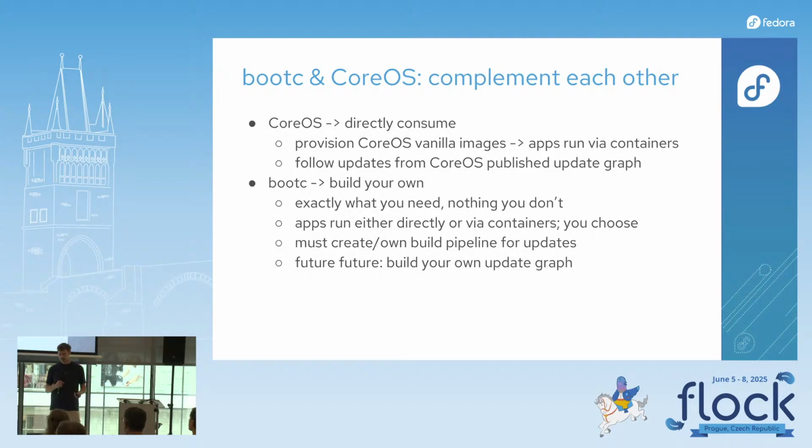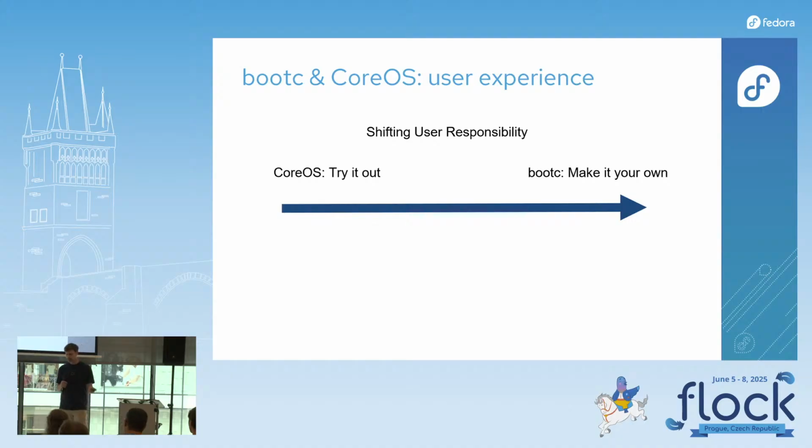But you also must create your own build pipeline for updates, right? You own it now. In the future, maybe you can build your own update graph if we make the tooling work for that. But essentially, this is shifting user responsibility, right? So CoreOS, you can try it out. If you're happy, you can keep using that. But if you really need something more or different, you can make your own. But you take on more responsibility as part of that. You move to the right over here.